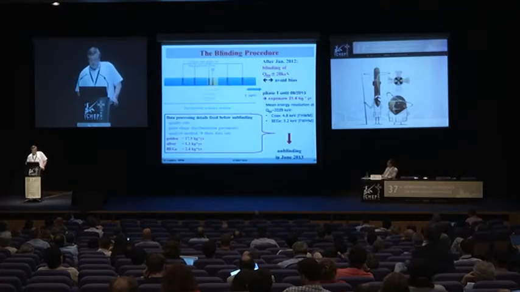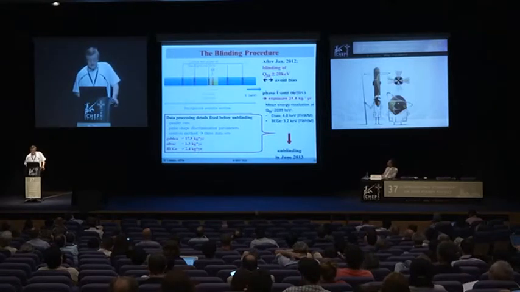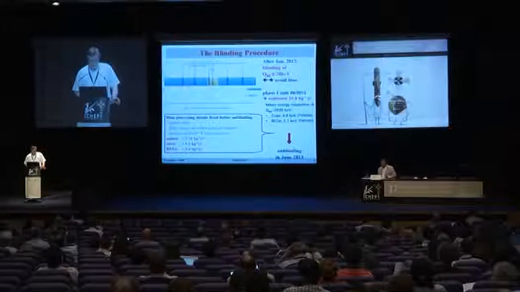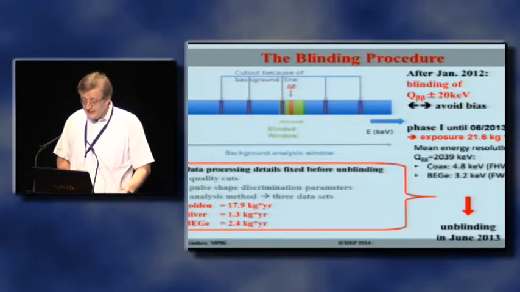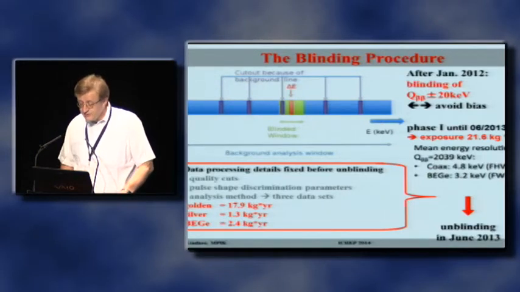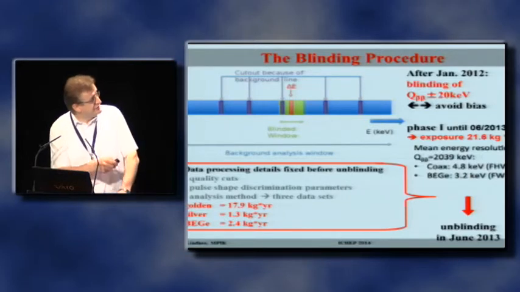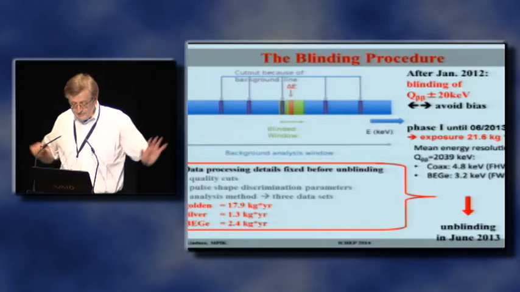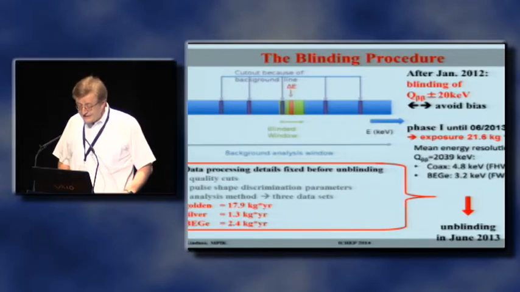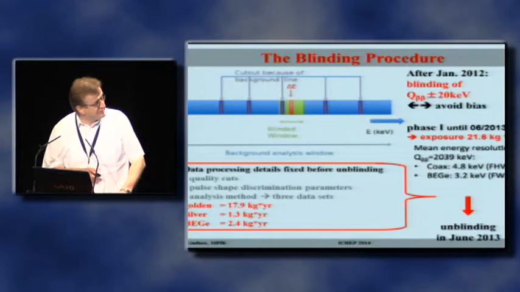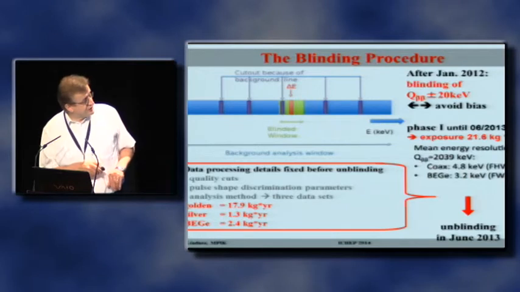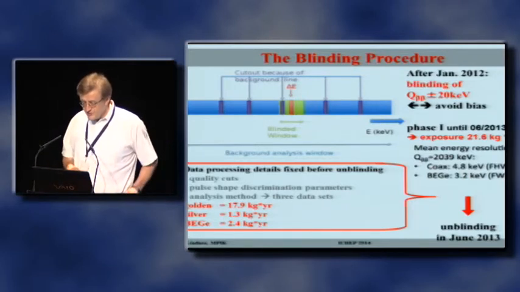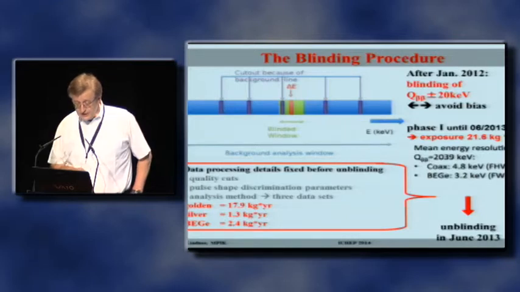Then the blinding procedure is as follows. You blind the data because you're going for low statistics experiments, and once you open the data, there's no choice anymore. You define everything beforehand. So all the data processing details are fixed before unblinding. You publish that, and then you start data taking, and that started in January 2012, and then you keep the interesting region blind, look at some point at the side bands to see if you understand your backgrounds, collect data, and this was in this case 21.6 kilogram years, and at some point you open up and do your unblinding and see what you get. The energy resolution in the case of germanium, as I told, is very good, so that's a very efficient way to get good sensitivity. What is the result?